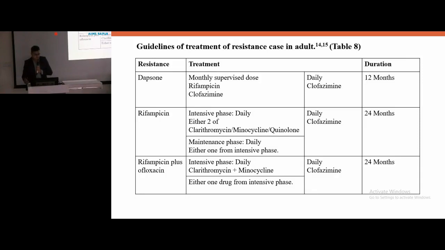If a patient has resistance to both rifampicin and ofloxacin, these patients will be getting, in the intensive phase, daily clarithromycin and minocycline, and either of these drugs during the maintenance phase. So this would be the treatment of relapsed patients with drug resistance.